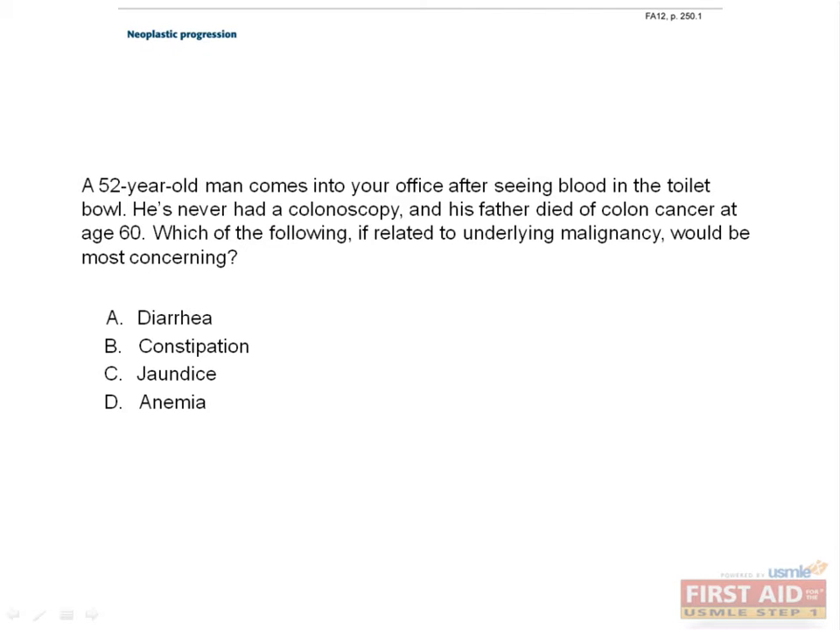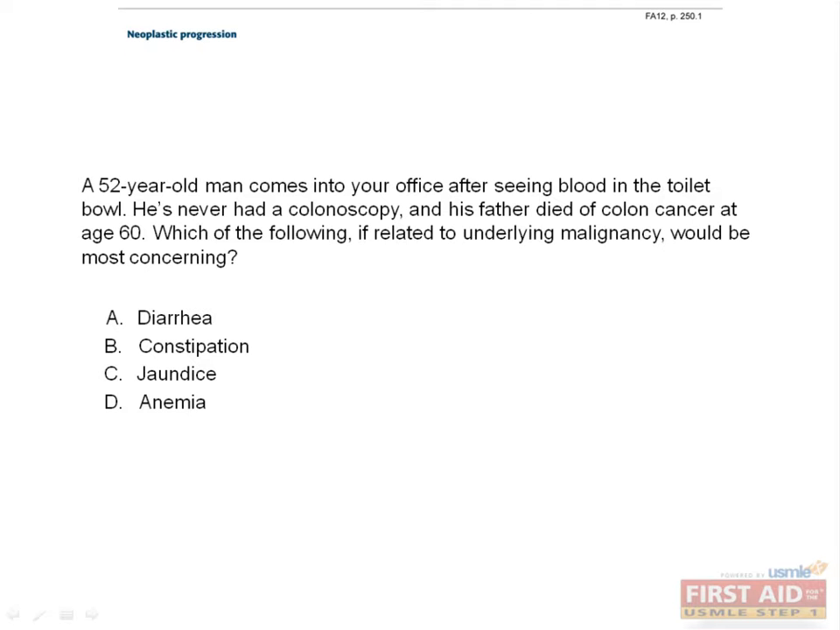Ready? A 52-year-old man comes into your office after seeing blood in the toilet bowl. He's never had a colonoscopy, and his father died of colon cancer at age 60. Which of the following, if related to underlying malignancy, would be most concerning?